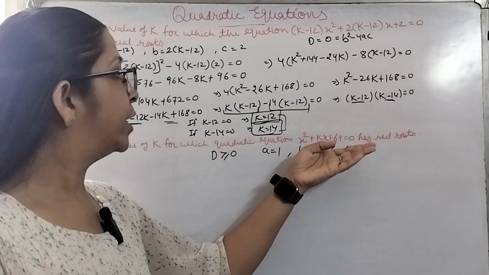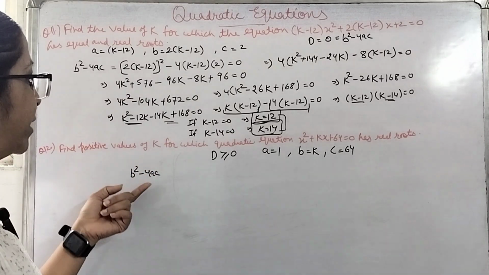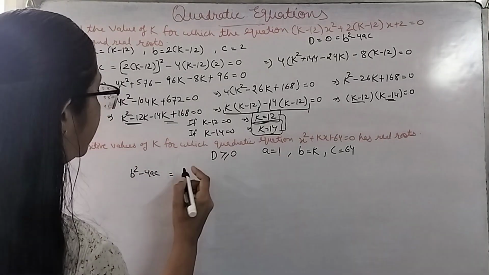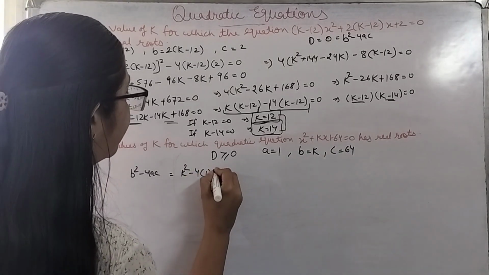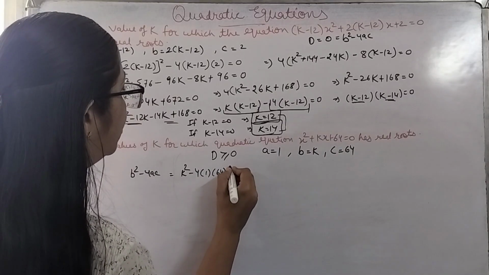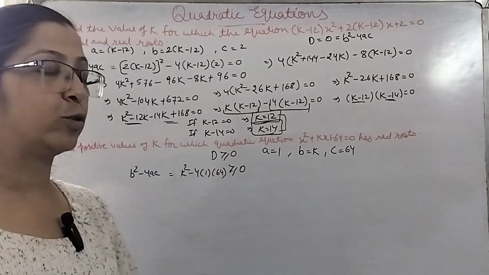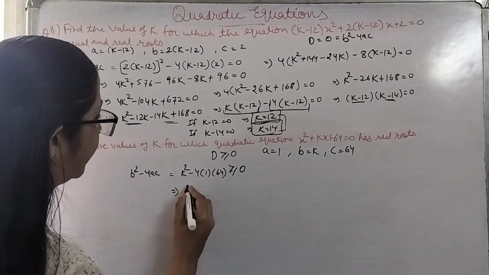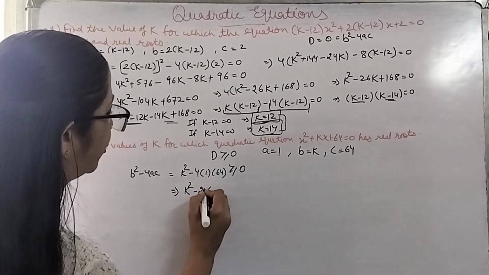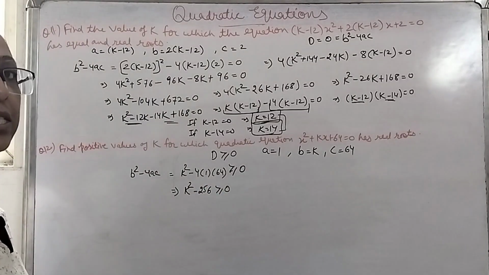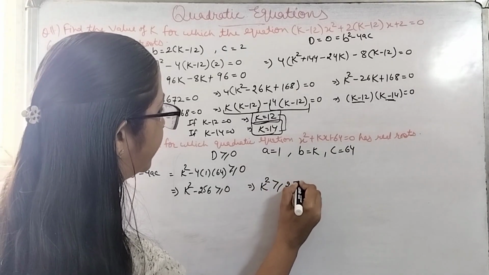These are the values. Now find the value of b square minus 4ac. B square minus 4ac will be, value of b is k, so k square minus 4, value of a is 1 and value of c is 64. This is not equivalent to, it is greater than or equivalent to 0. The value of this should be greater than or equivalent to 0. Now if we solve it further, it will be k square minus 4 times 64, that is 256. It should be greater than or equivalent to 0. So we can say that k square should be greater than or equivalent to 256.